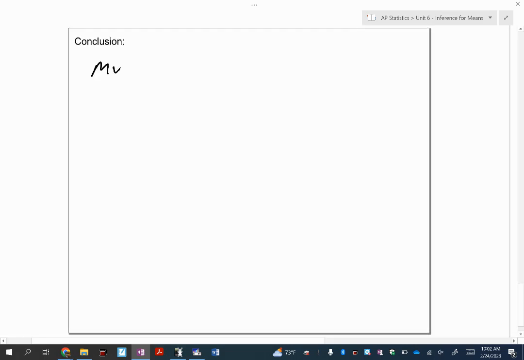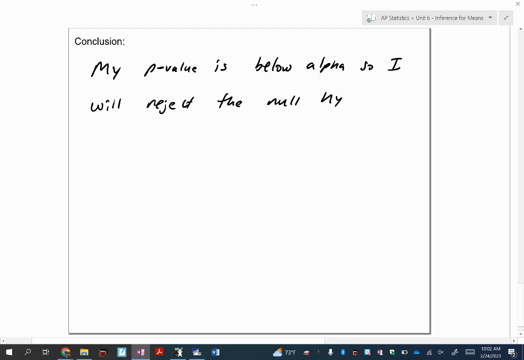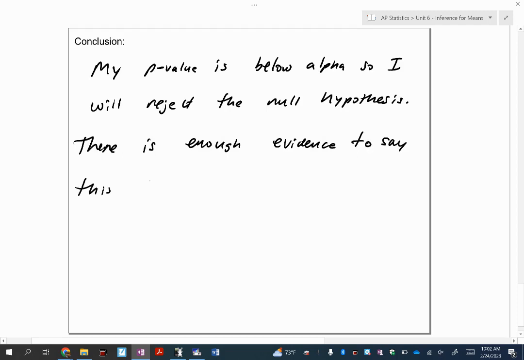All right. So my p-value is below alpha. So I will reject the null hypothesis. There is enough evidence to say this kind of exercise will reduce resting pulse rates.